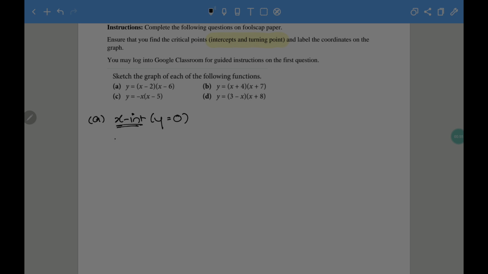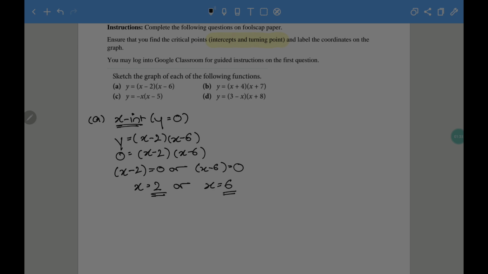So we are going to use the equation now. y equals (x minus 2)(x minus 6). Sub in y equals 0, and can I get you to solve the equation? Since (x minus 2) times (x minus 6) equals 0, one of them must be 0. Now solve for x. Bring over the negative 2. x equals 2 or x equals 6. Alright, next.